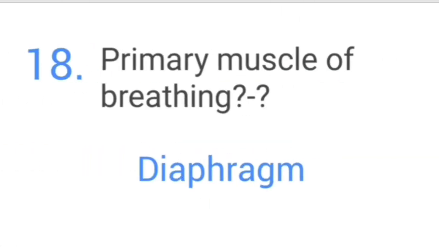Primary muscle of breathing is dash. Diaphragm.